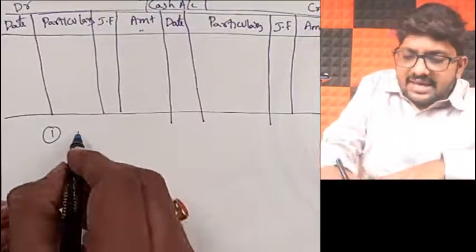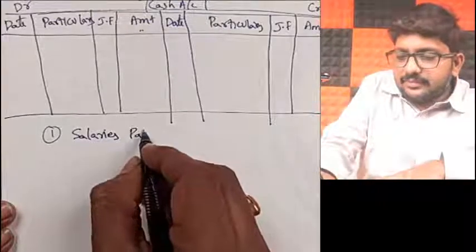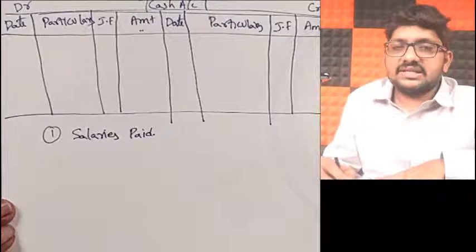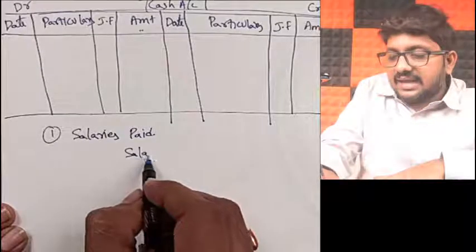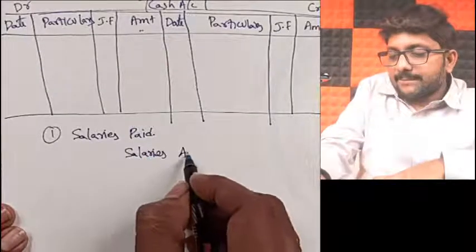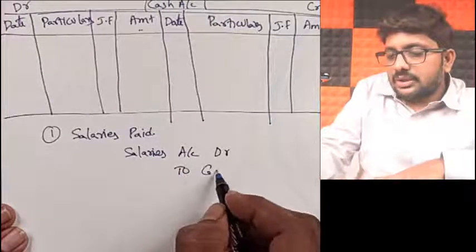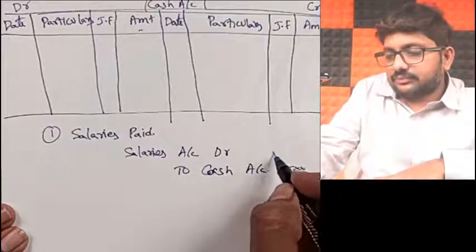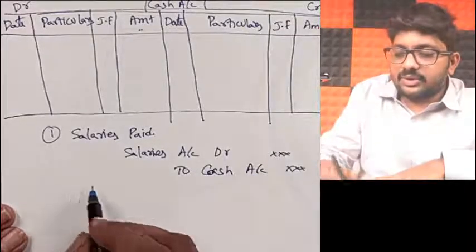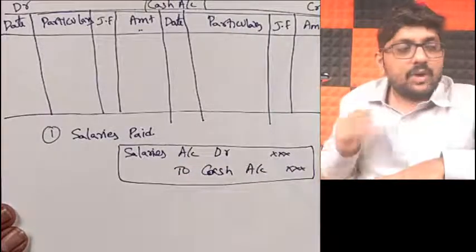Now, I say salaries paid. I paid salaries. What is the actual journal entry, my dear friends? Salaries account debit to cash. For example, you paid in cash. Salaries account debit to cash. This is my journal entry. Correct? Now, what will I do?